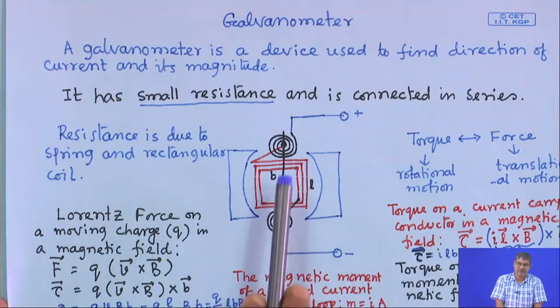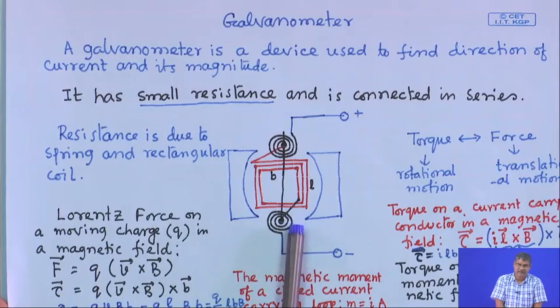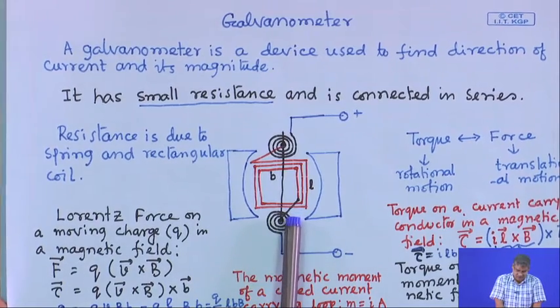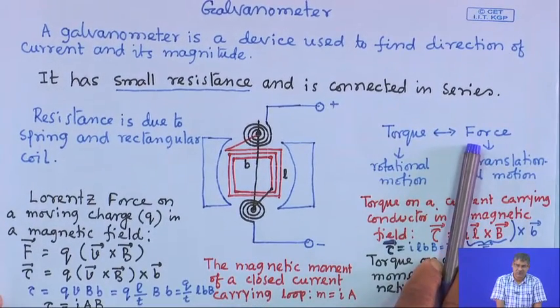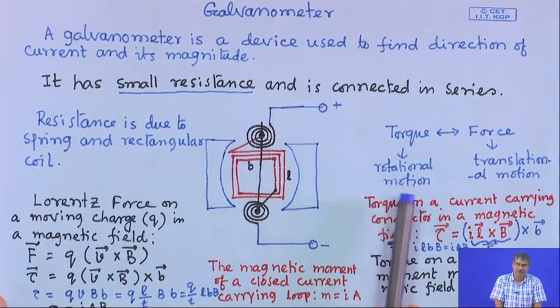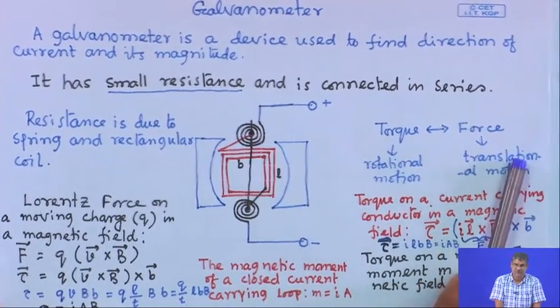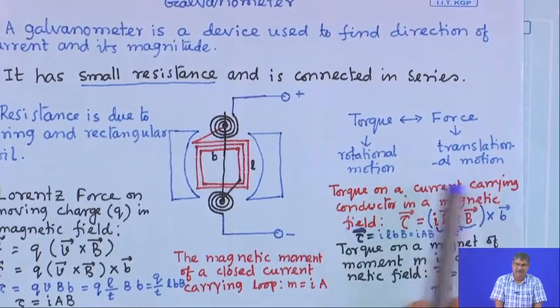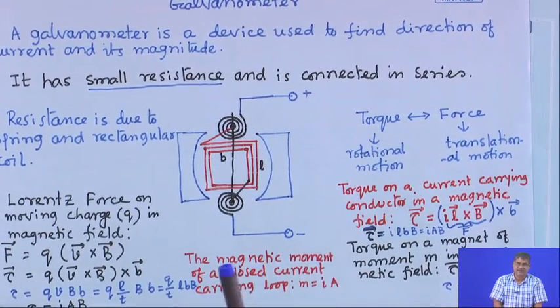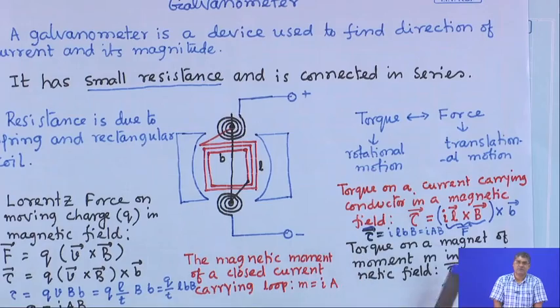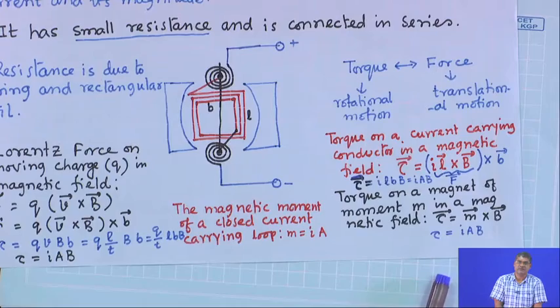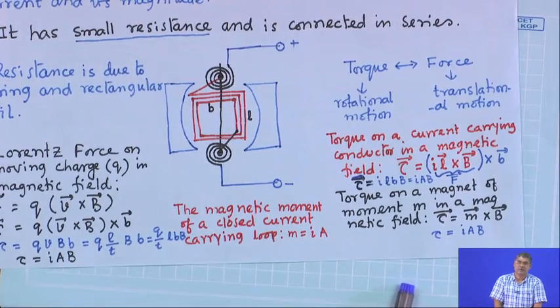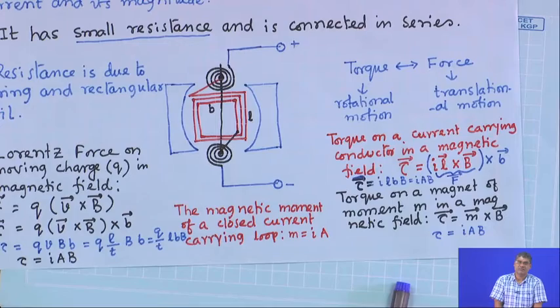So, thus one can find out the magnitude and direction of the current in the circuit using this galvanometer, right. So, torque and force, what is the difference between torque and force? Due to torque there will be rotational motion, and due to force there will be translational motion. When we consider translational motion, force is responsible for it. When we consider the rotation of a body, torque is responsible for this rotation.